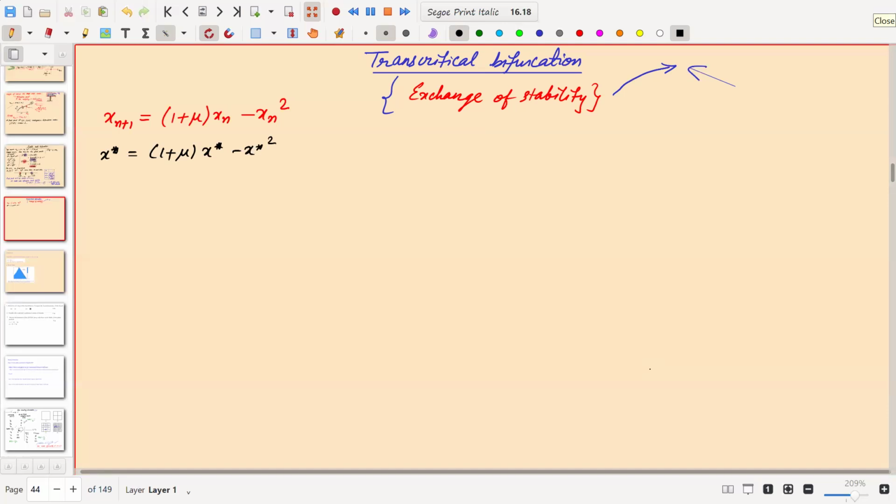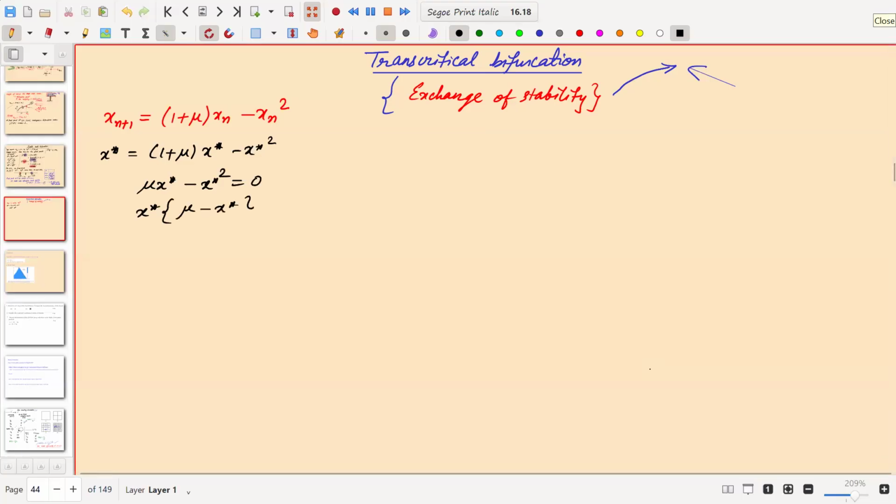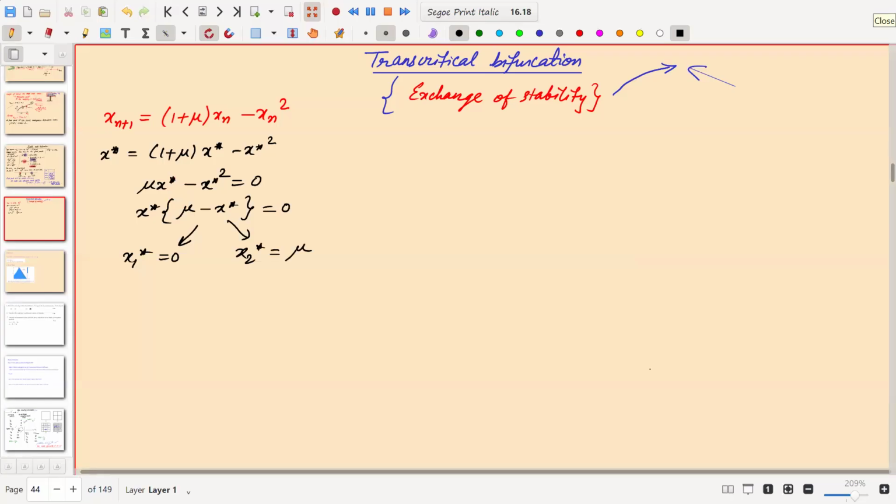So you see, the 1 and x* will cancel. So you will have mu x* - x*^2 = 0, right? So if you take it, x*(mu - x*) = 0. So you will have two roots, right? One is x1* = 0 and another is x2* = mu, right? I hope you got this, no?